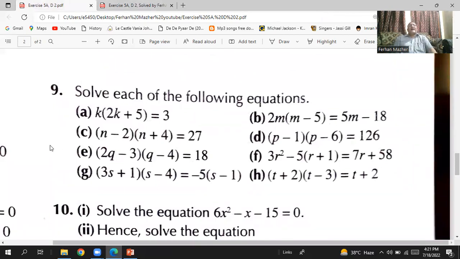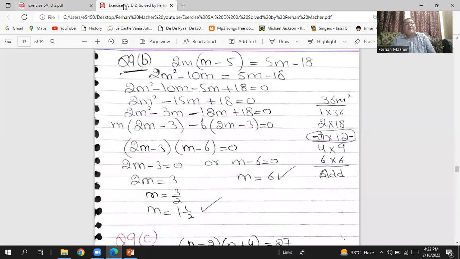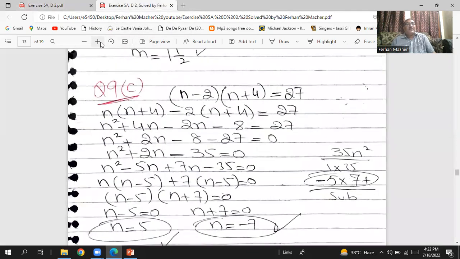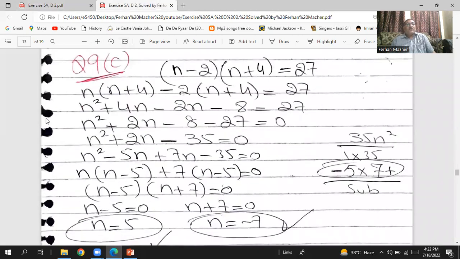Okay, so the question number 9 is C part. It says n minus 2 in one bracket, and the other bracket we have n plus 4. These two brackets are multiplying, and that is equals to 27. So first of all, we will open these brackets. We will expand them, and then we'll bring the 27 to the other side. So here we go.